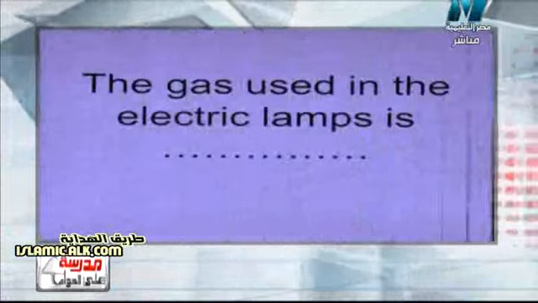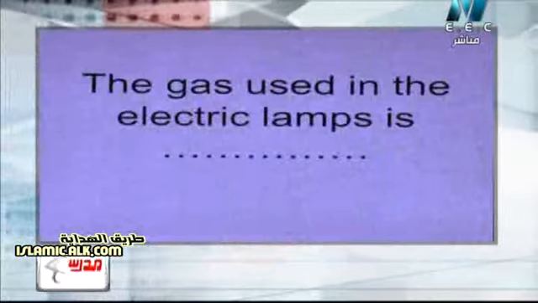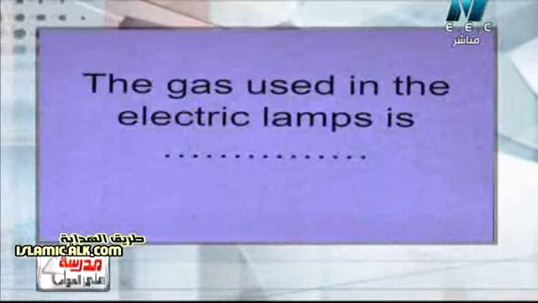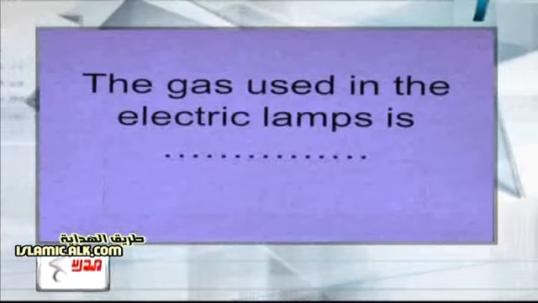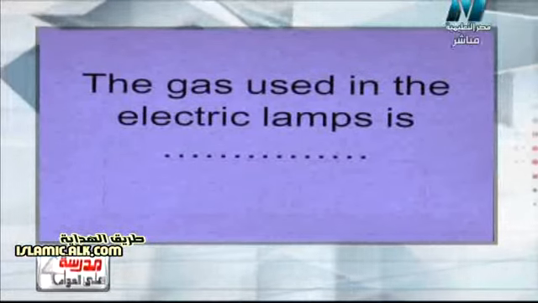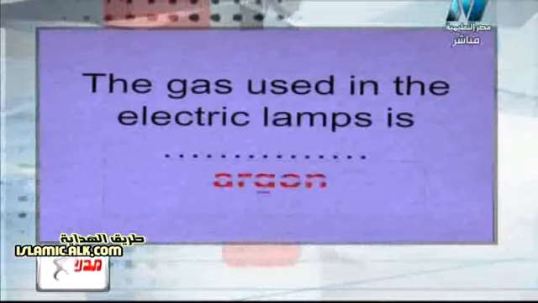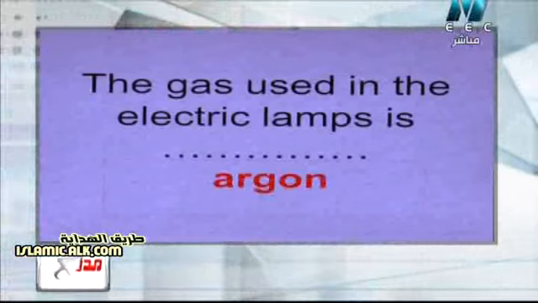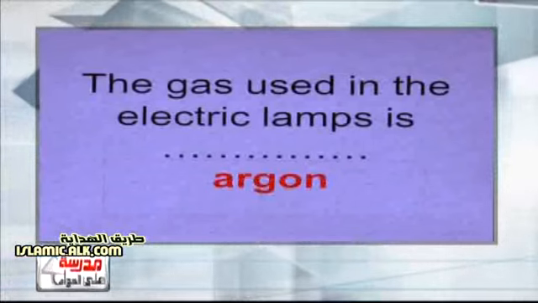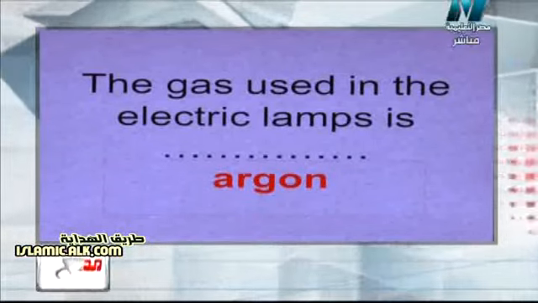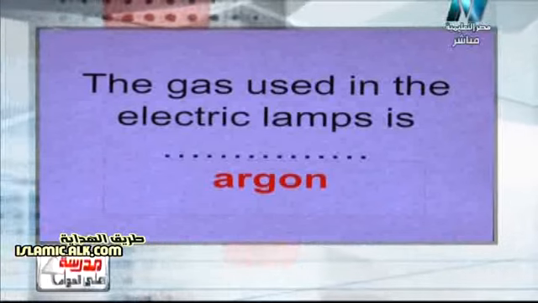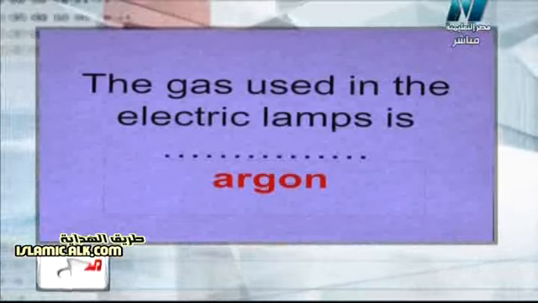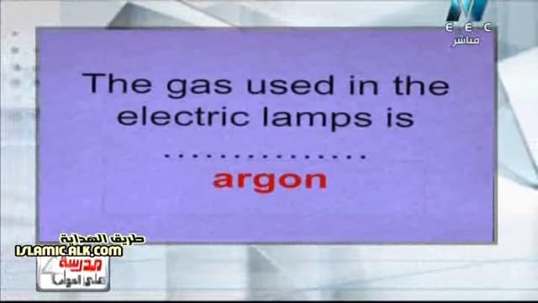Another question. The gas which is used in the electric lamp. We know it's an inert gas, which is called argon gas. Argon gas is used in an electric lamp, whether it's a fluorescent lamp or a light bulb. So the gas which is used in the electric lamps is argon gas.